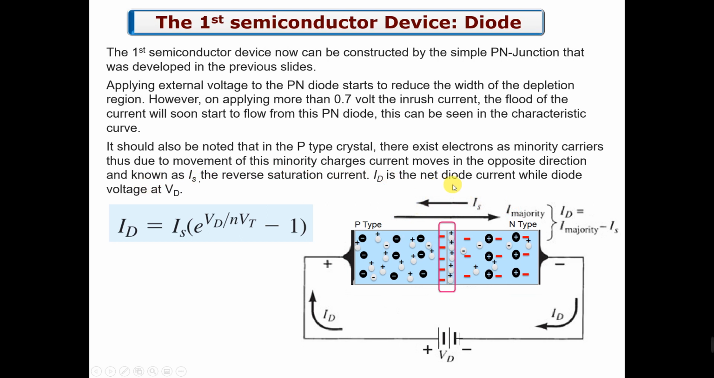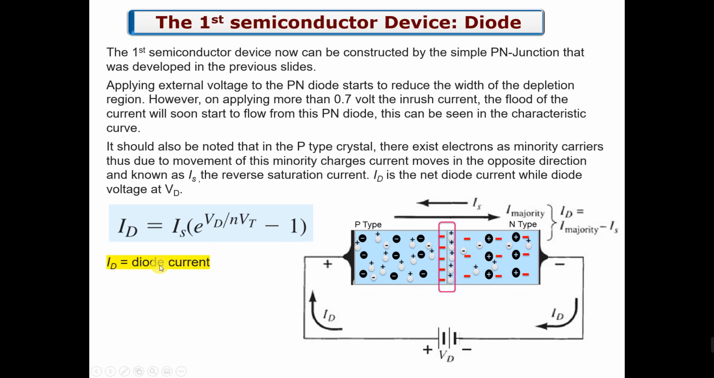ID is the net diode current, while VD is the diode voltage. This is the Shockley equation, the equation relating the diode current, the diode voltage and the diode reverse saturation current. This equation represents the characteristic of the p-n junction diode, and it is valid whether the diode is in forward bias or reverse bias. It does not make a difference.